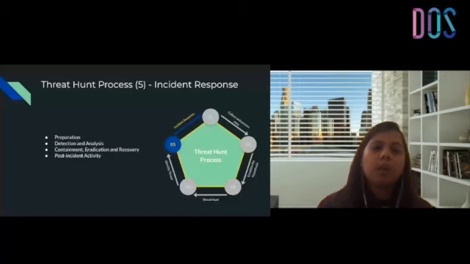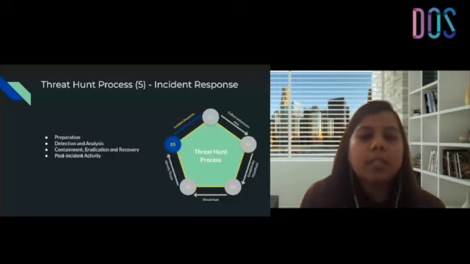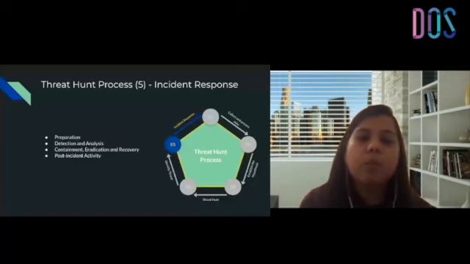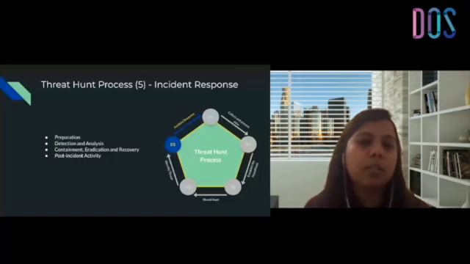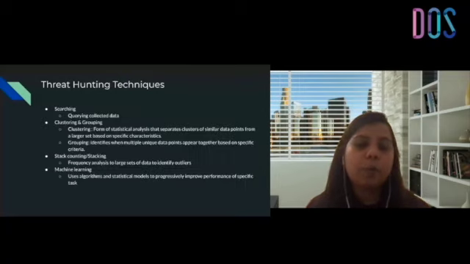These are some of the threat hunting techniques which are used. Most of these techniques are already built into the threat hunting tools, like searching. Searching is basically just querying the collected data. If you're using an EDR for endpoints, you have the option of querying specific data. For example, if you want to see what kind of applications are installed across all the systems on your network, you can do that. Then there is clustering and grouping.